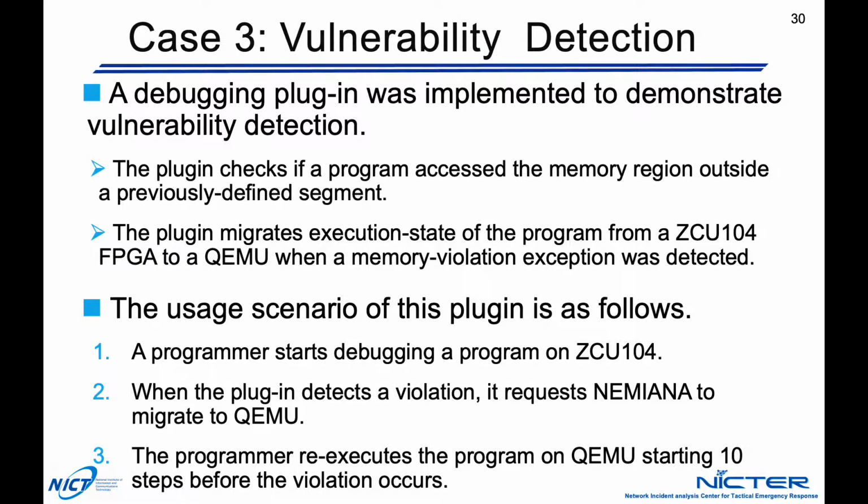First, the programmer starts debugging a program on the ZCU104. When the plugin detects a violation, it requests NEMIANA to migrate to QEMU. The programmer reruns the program on QEMU starting 10 steps before the violation occurs.